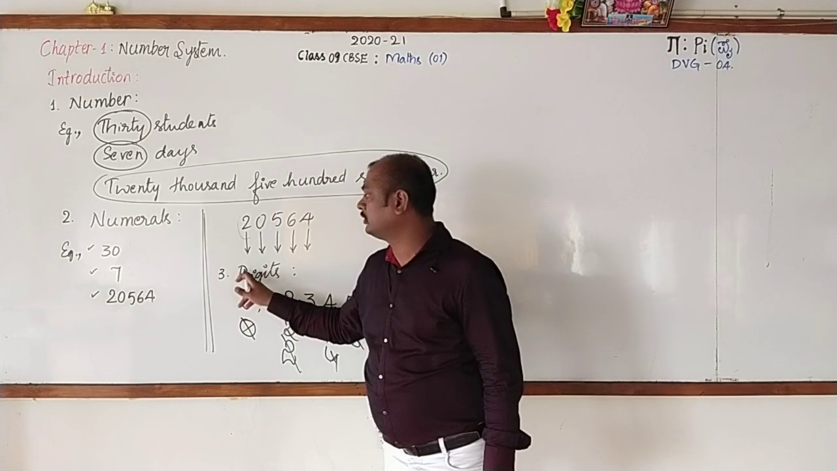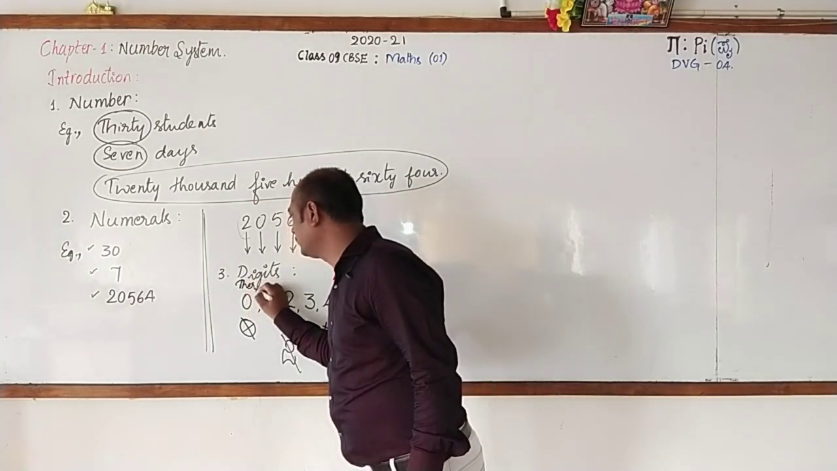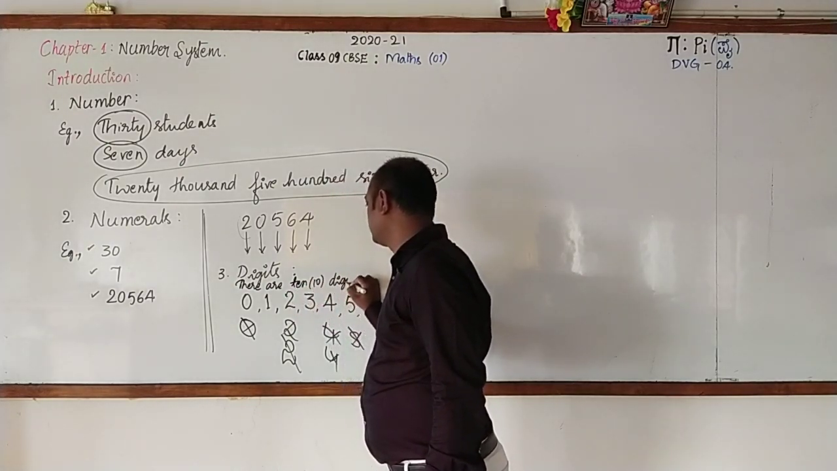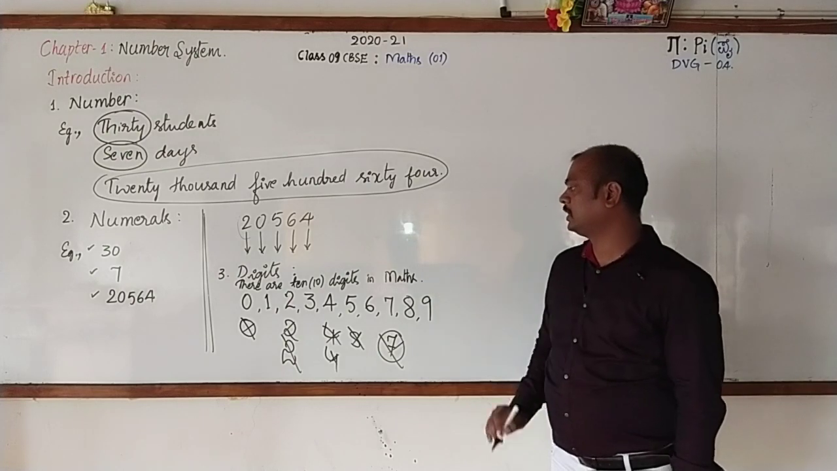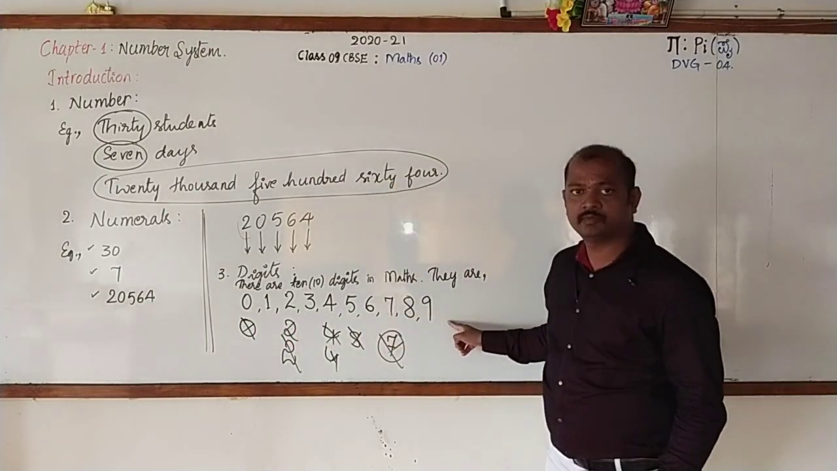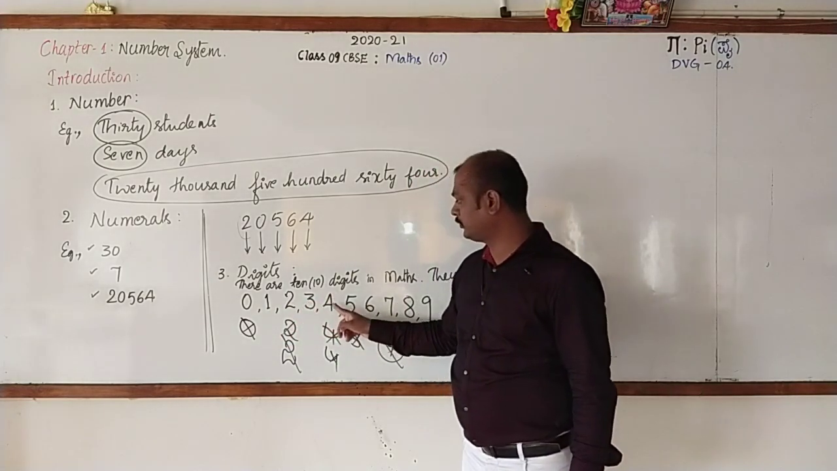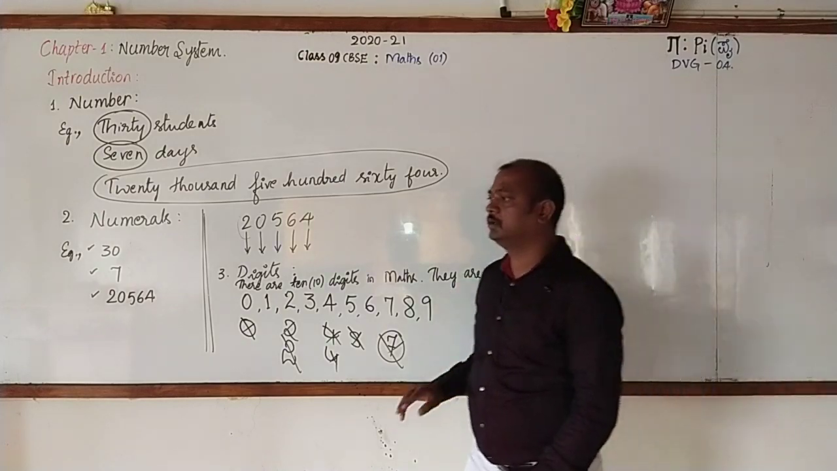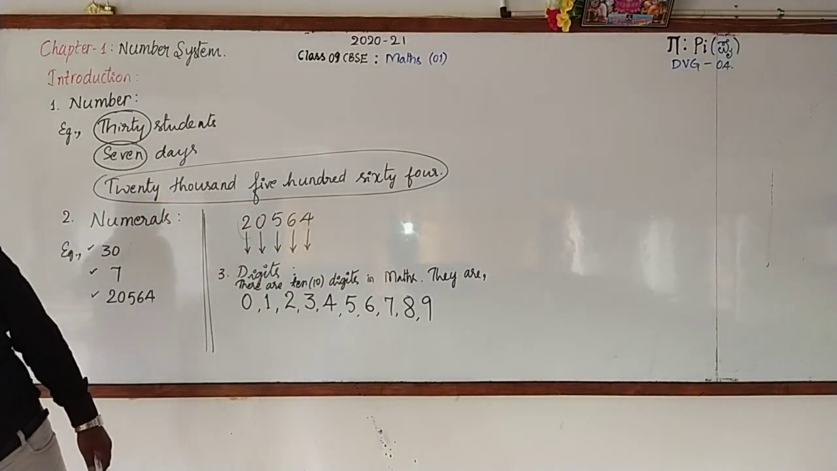Written up. Okay. Now, just below that, you write, there are 10 digits in mathematics. I too will go for writing, there are 10 digits in mathematics. They are. Go for writing them. Same method. 0, 1, 2, 3, 4, 5, 6, 7, 8 and 9. Now, let's move on to the further part of this chapter.